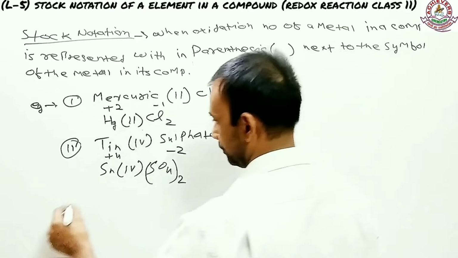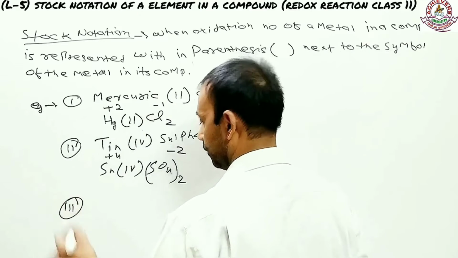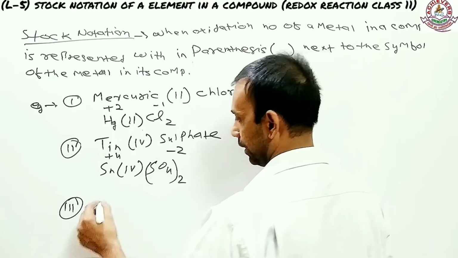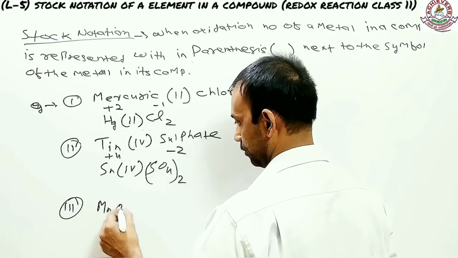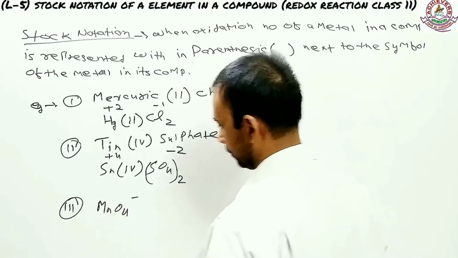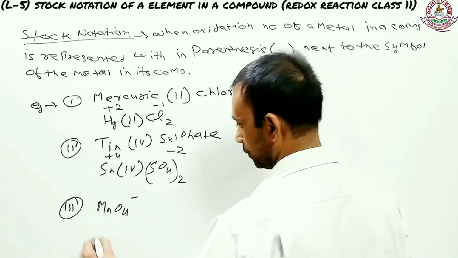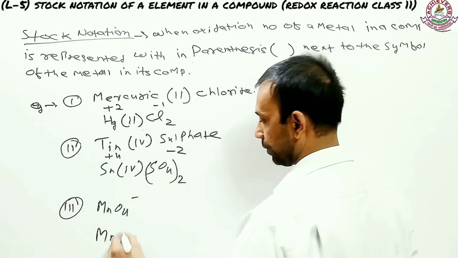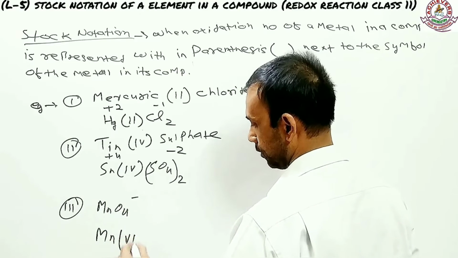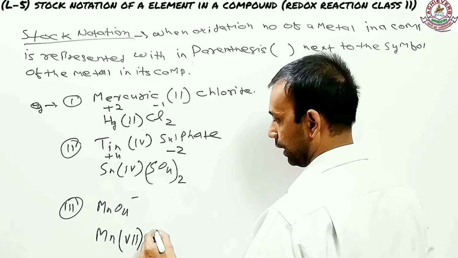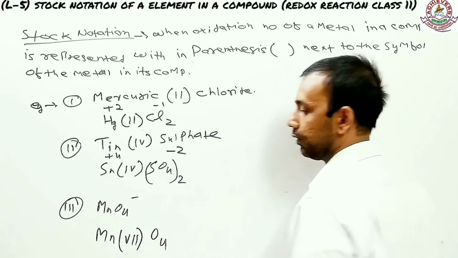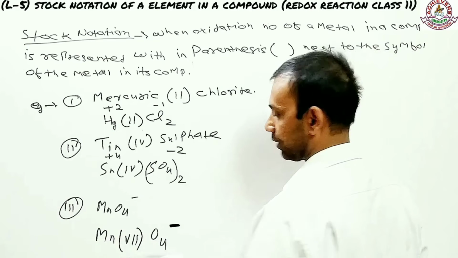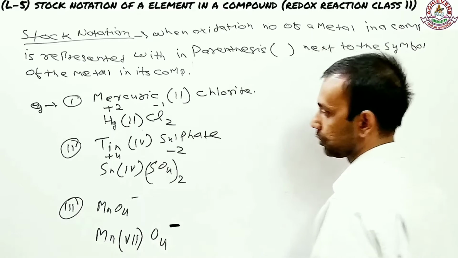Take another example, like MnO4 negative. So I'm going to write Mn. The oxidation number is going to be 7, I hope you remember. So if you write a symbol like that, this is also stock notation.